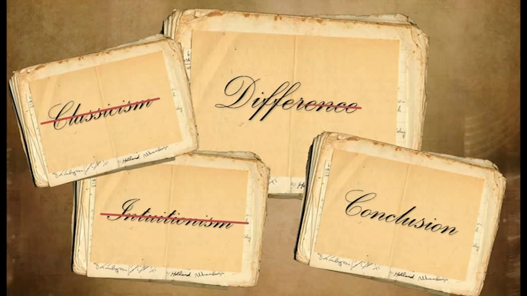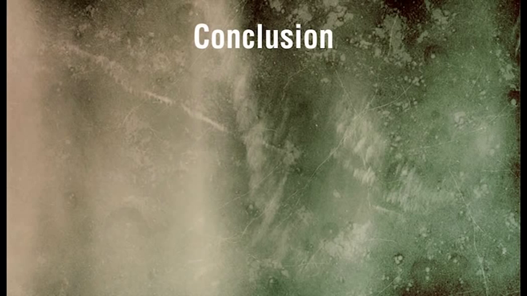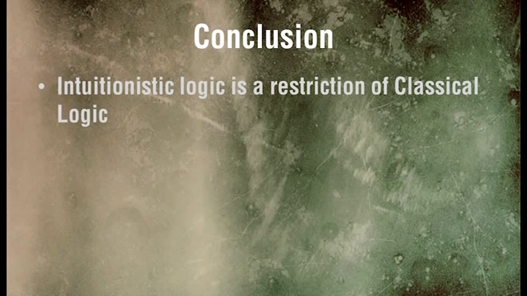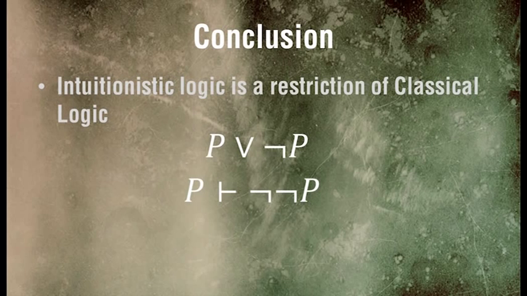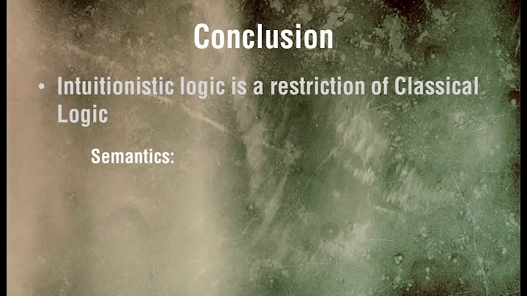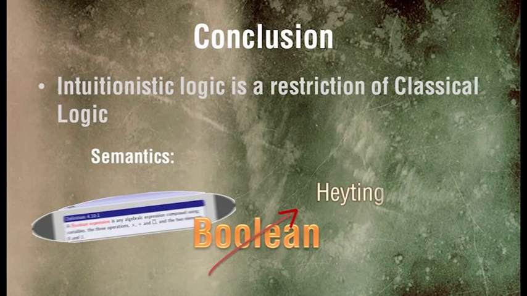Despite the differences between intuitionists and classicists, both logics are still applicable in the 21st century, and some applications can even be seen in our daily lives. Syntactically, intuitionistic logic is a restriction of classical logic, in which the law of excluded middle and the double negation elimination are not axioms of the system and cannot be proved. There are several semantics commonly employed. One semantics mirrors classical Boolean value semantics, but uses Heyting algebras in place of Boolean algebras.